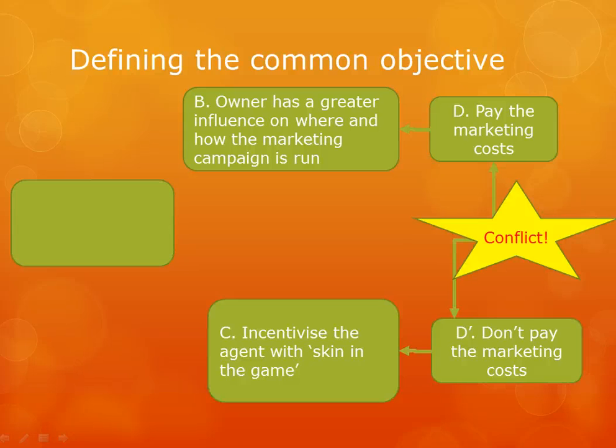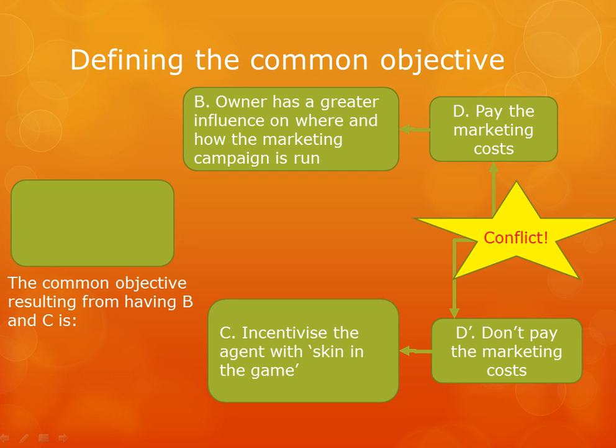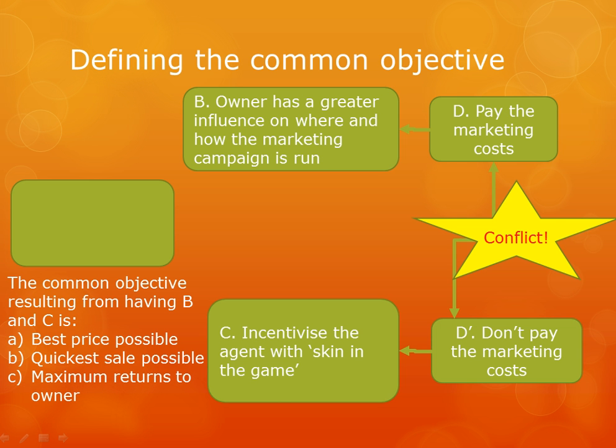So with those two requirements now defined, we can now turn our attention to the issue of common objectives. And you'll see here that, again, I've gone through the exercise of defining what that common objective might be, bearing in mind what we've now derived for items B and C. And you can see that I've suggested either best price possible, quickest sale possible, or maximise return to owners. And I've ended up with maximise return to owners as being what appears to be the common objective in selling a house from the owner's perspective.